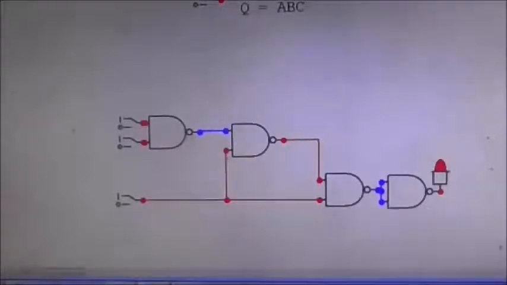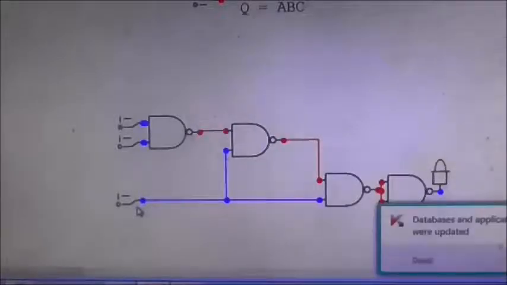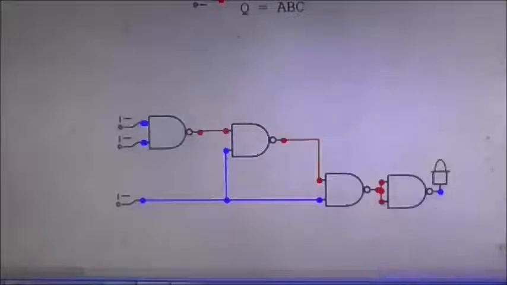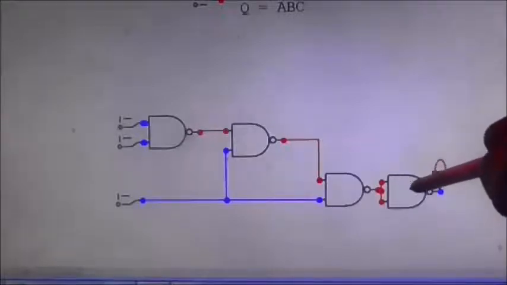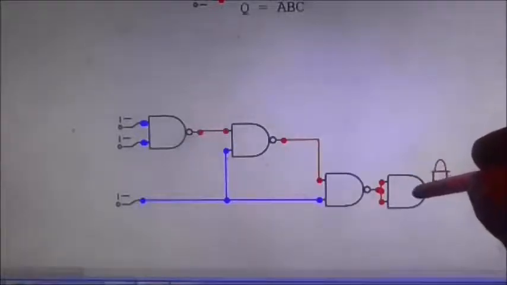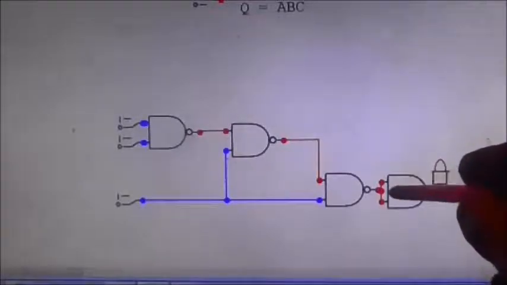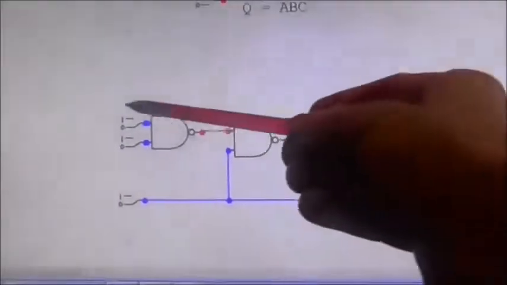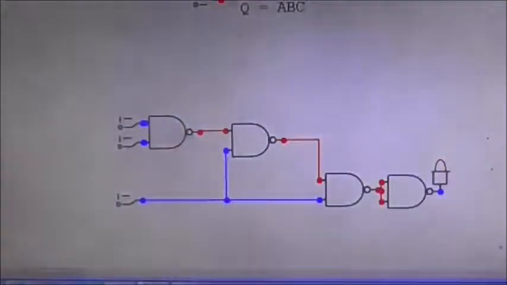I often find that the best way to work with these things is to work backwards. So let's switch everything off. As we know, if there is a low to a NAND gate, it will always output a high. And if there is a high at both inputs, it will output a low. So at the output gate here, what we need to do is keep it constantly high, except on the occasions where A, B and C are equal to 1.